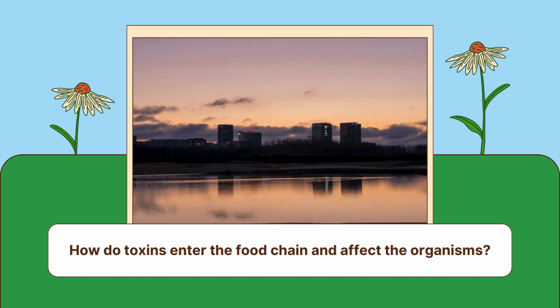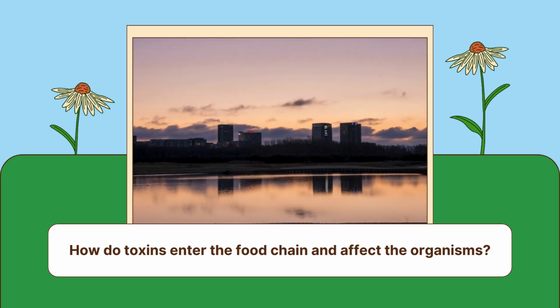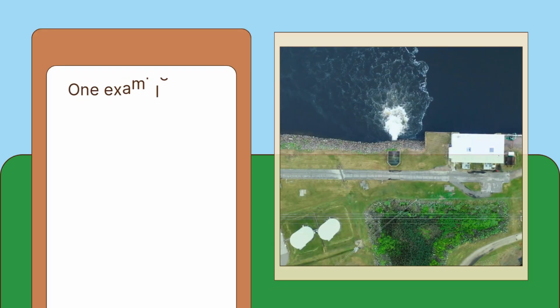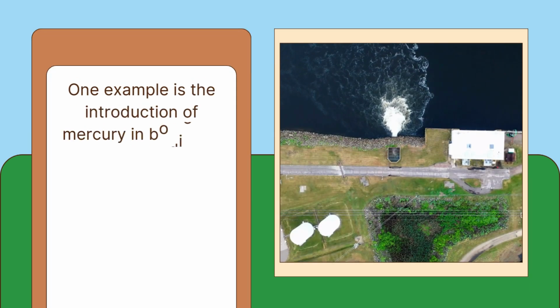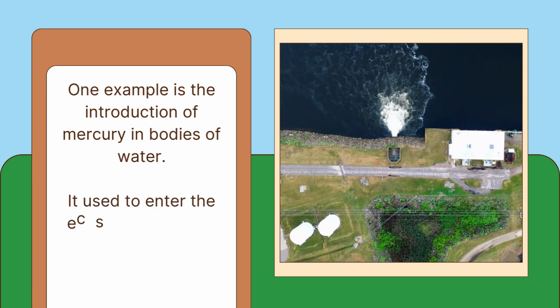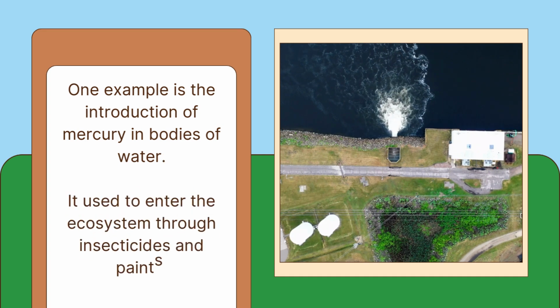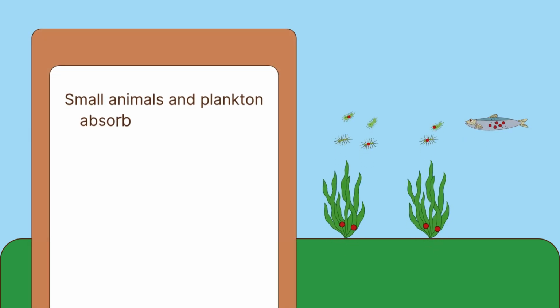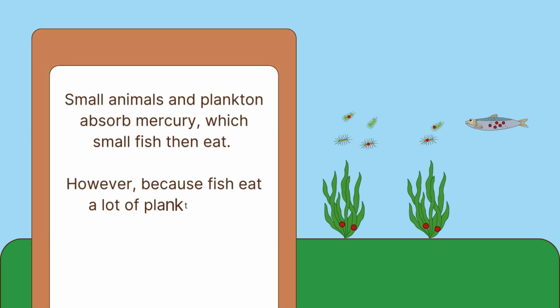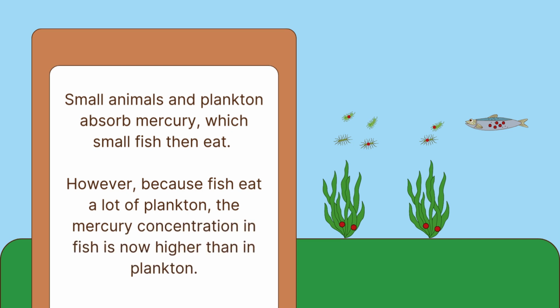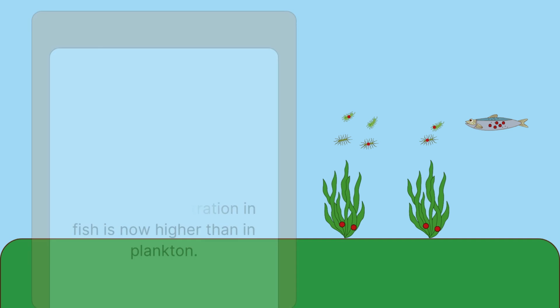How do toxins enter the food chain and affect the organisms? One example is the introduction of mercury in bodies of water. It used to enter the ecosystem through insecticides and paints. Small animals and plankton absorb mercury, which small fish then eat. However, because fish eat a lot of plankton, the mercury concentration in fish is now higher than in plankton.